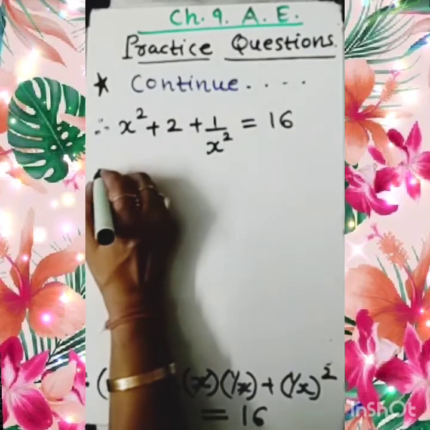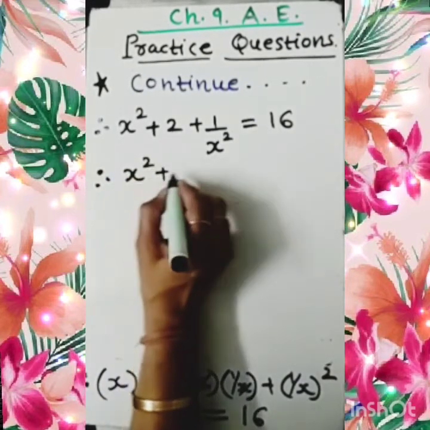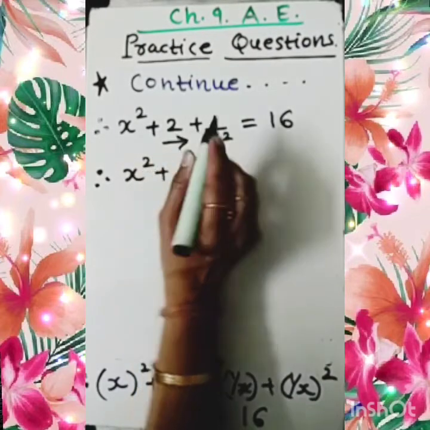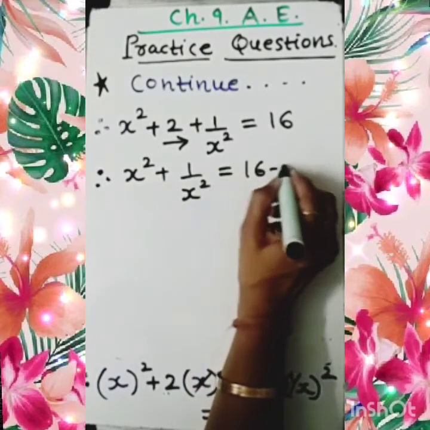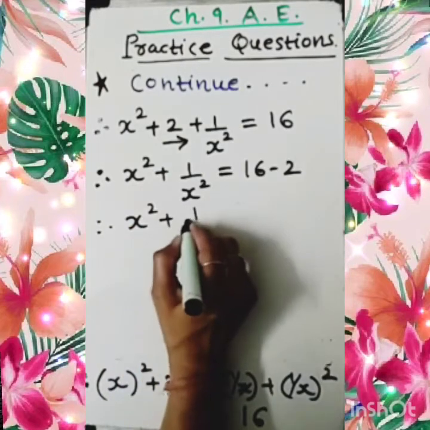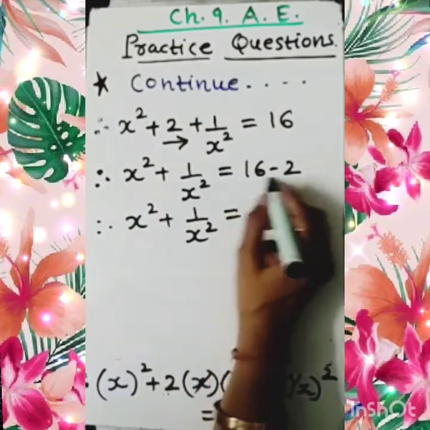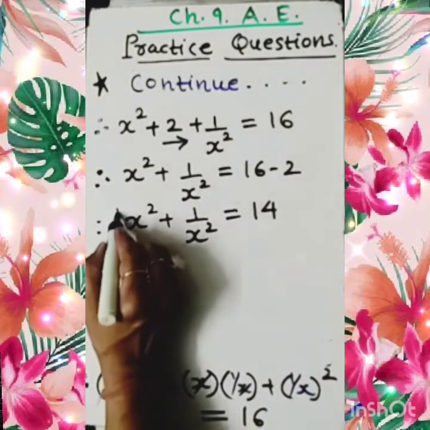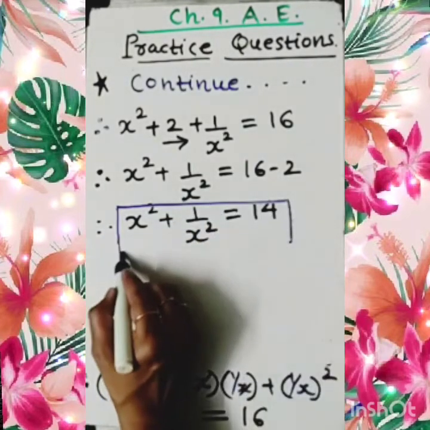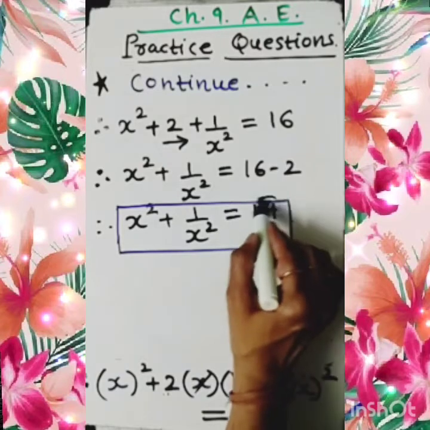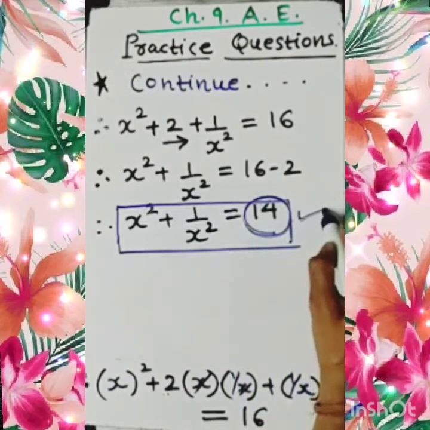Agree? Now I am writing the first term and third term together, and this 2 I am transposing to the right side. So it will become 16 minus 2. Therefore, x square plus 1 upon x square gives the result 16 minus 2, that is 14. So this is our first required result. What we had to find first has been found: x square plus 1 upon x square, its value is 14. So this is our first result.